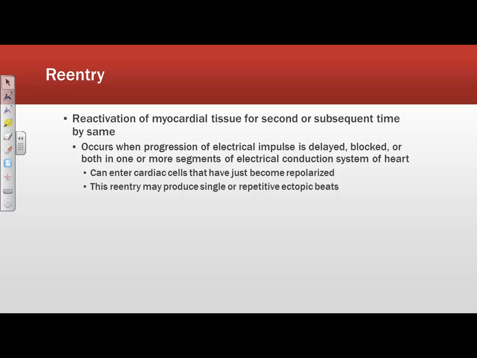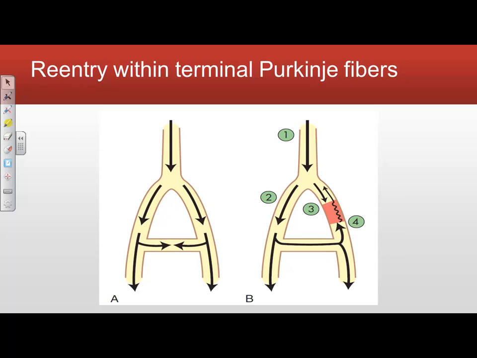Now, the thing about it is that sometimes you may not be able to re-enter. It may be so dead at that point that you're not getting anything. But that's not what we're talking about right now. Reentry may produce single or repetitive ectopic beats. Okay, so ectopic beats are created by two things: accelerated or enhanced automaticity, or reentry. It's okay. Promise.